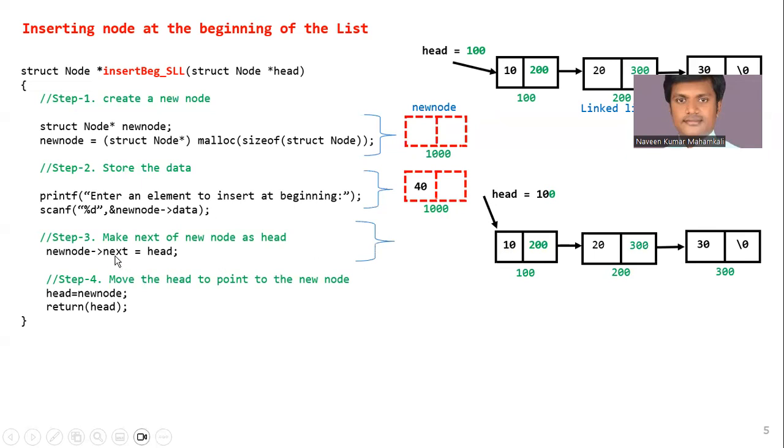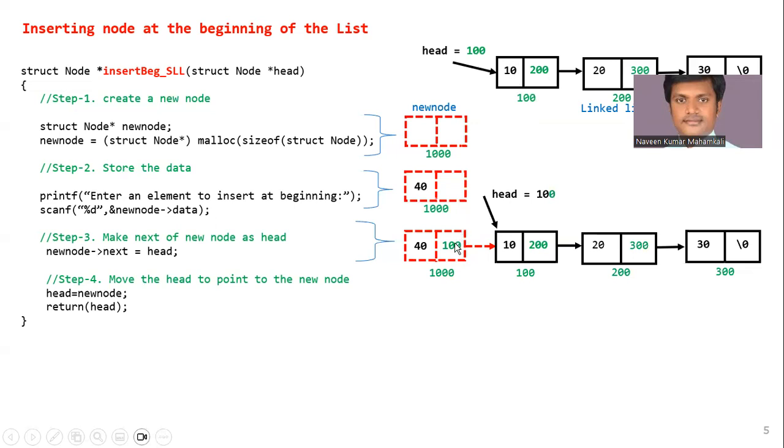The first step is new node next equal to head. So in this next field, we are making new node next equal to head. As a result, this new node next is having 100. As a result, it is pointing to the first node of this linked list.